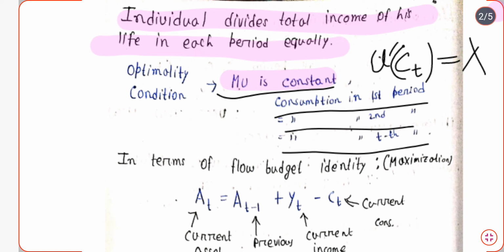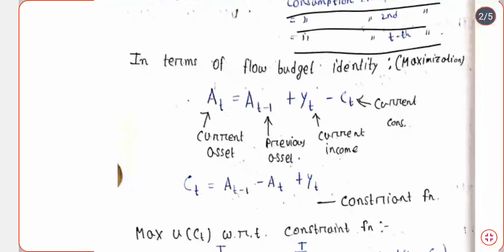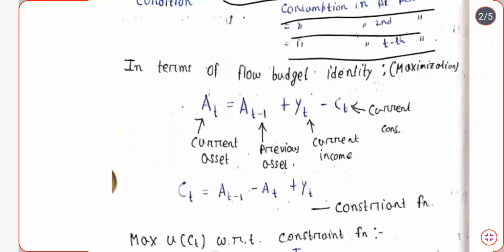Now, in terms of flow budget identity, we want to maximize it. Okay, what is the flow budget identity? Flow budget identity shows us the current asset. What is the current asset? The current asset is denoted as AT. So flow budget identity shows that this current asset is equal to the previous asset. The previous asset is shown as AT minus 1 plus current income minus current consumption.